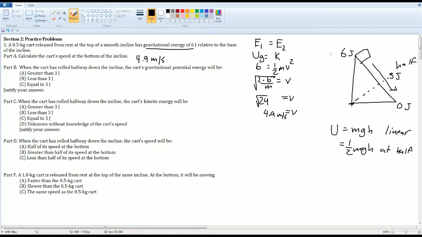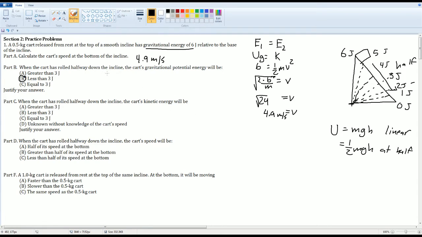Likewise, if it's 1/6 of the way down, it'll be 1 joule of energy. 2/6 down, it'll be 2 joules of energy. 3 at the middle, 4 joules a fourth of the way down, and 5 out of 6 would be 5 joules of energy down here. So it would be less than 3 joules of energy. That is the reason why.